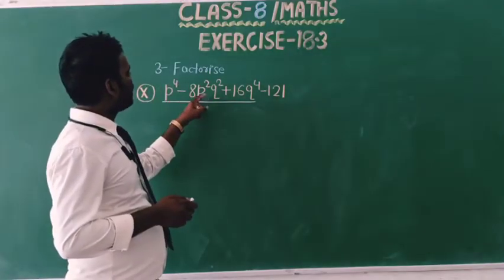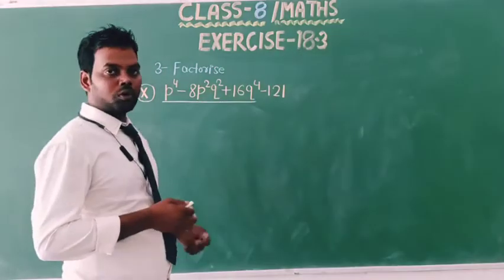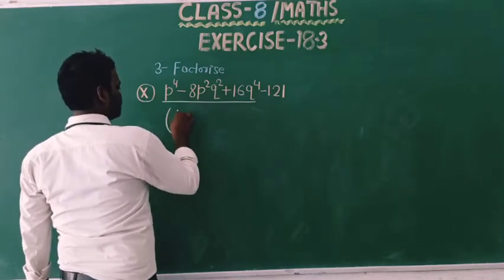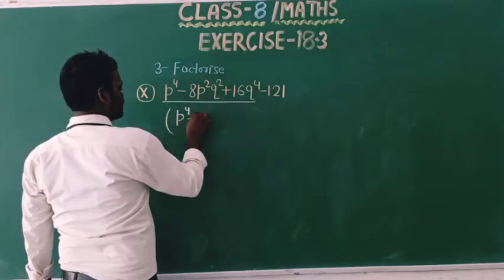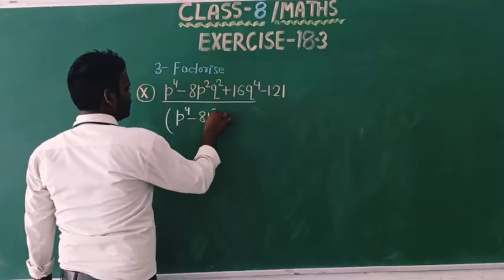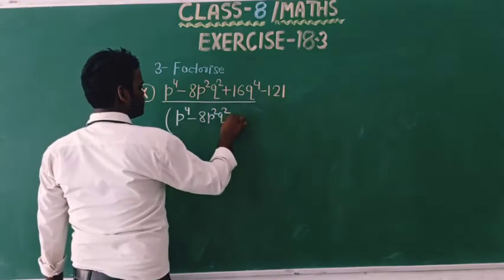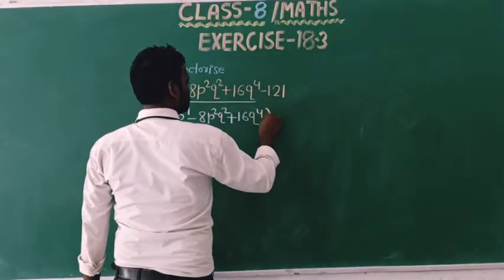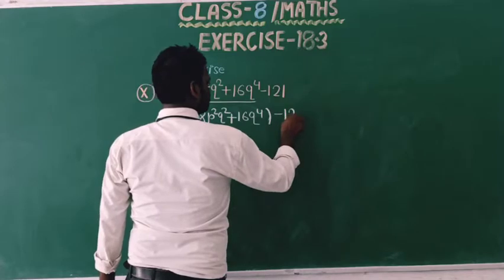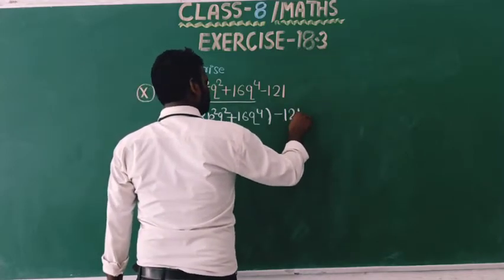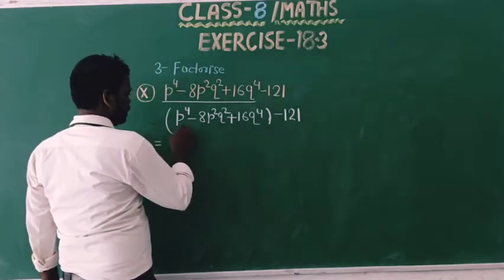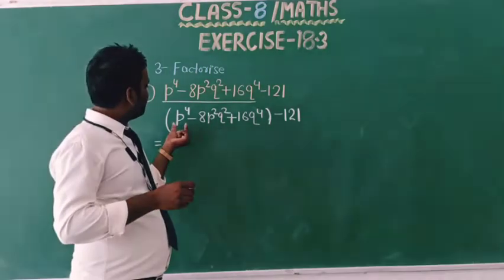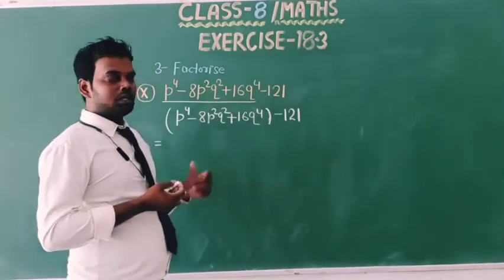That is p to the power 4 minus 8 p square q square plus 16 q to the power 4, minus 121. Okay, so now here we are looking at the first and third term.